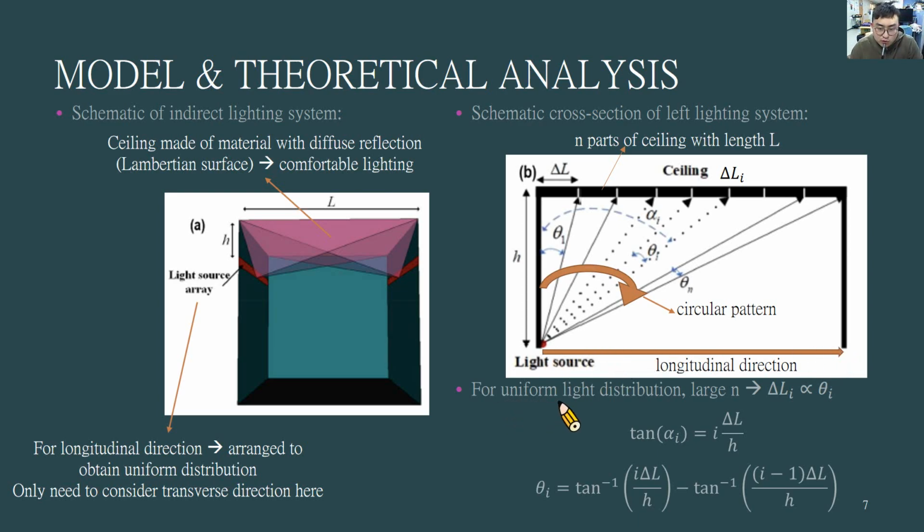To get a uniform light distribution, as we can see, we need n to be as large as possible, so that we can conclude that the delta Li here is proportional to theta I, the angle here. So we can obtain these 2 equations: the expression for alpha I, the angle from the wall, and the expressions for delta Li and theta I.